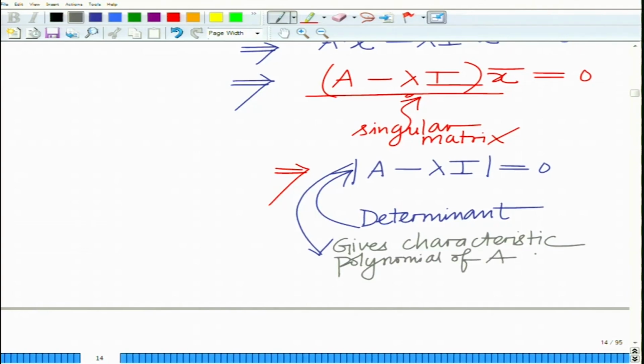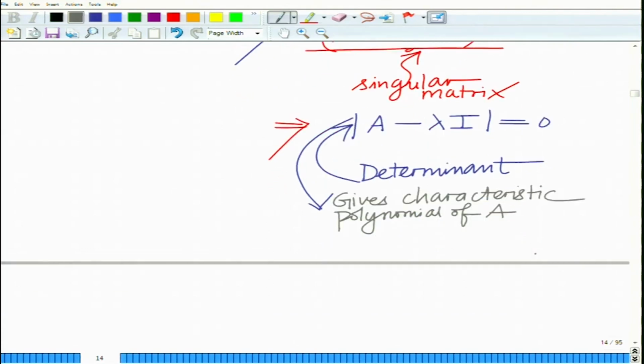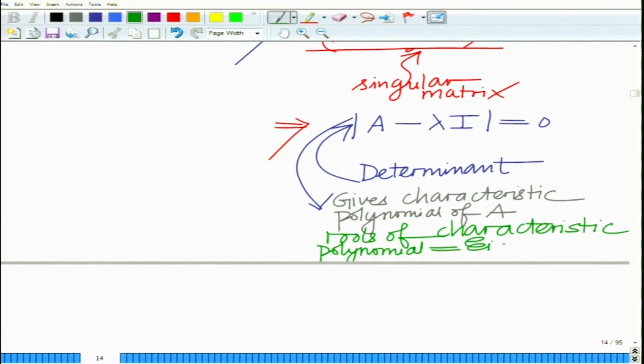of A in terms of lambda, and the roots of the characteristic polynomial are the eigenvalues of A.